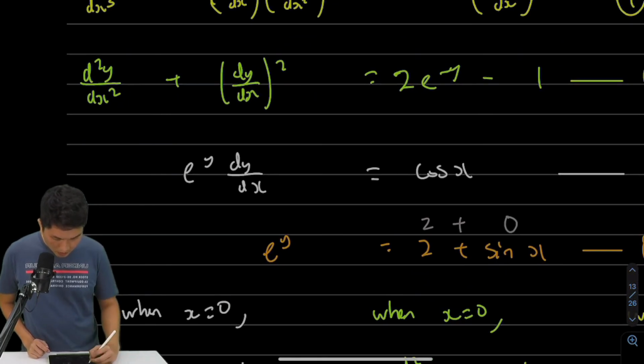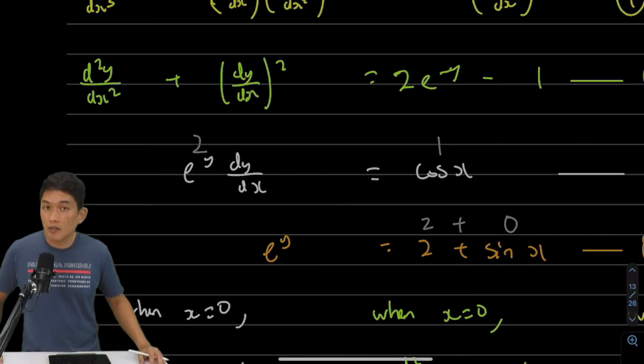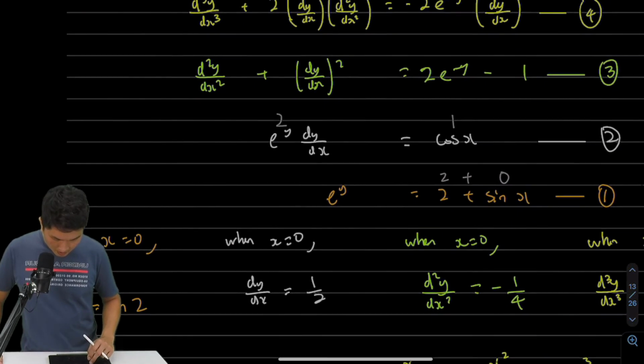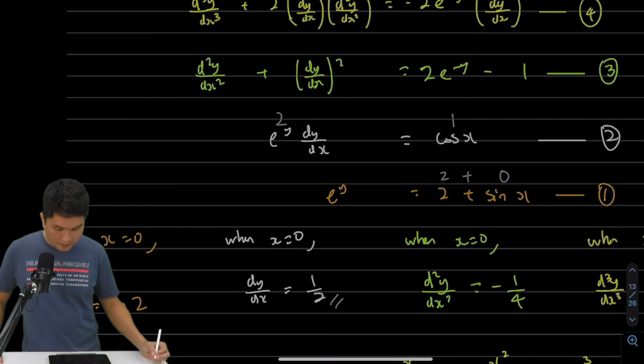Substituting x equals 0, cosine 0 is 1. e to the y, we found out earlier on, is 2. So 2 dy/dx equals 1. dy/dx is equal to a half.